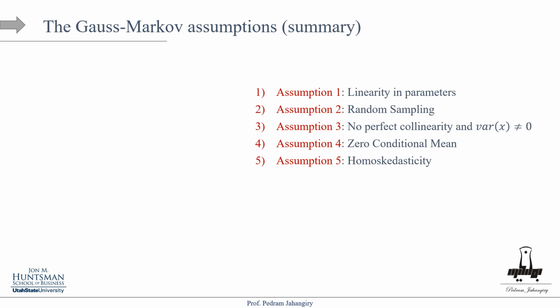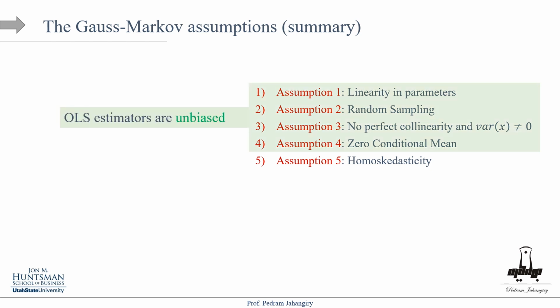All right, you did it. Here you go. Here are our 5 Gauss-Markov assumptions. Here's a summary: assumption number 1, 2, 3, 4, 5. And then let's see, theoretically, why we need these assumptions in one simple slide. If I have assumptions 1 through 4, then it is mathematically proven that OLS estimators are unbiased. This is a big deal.